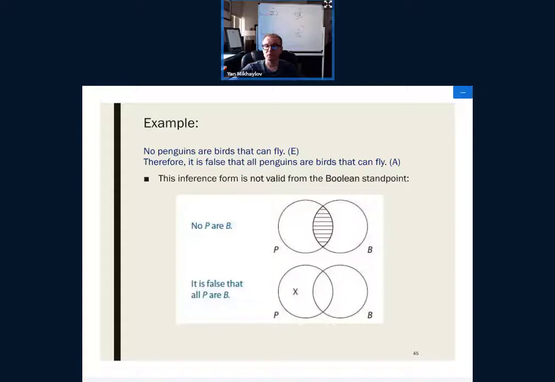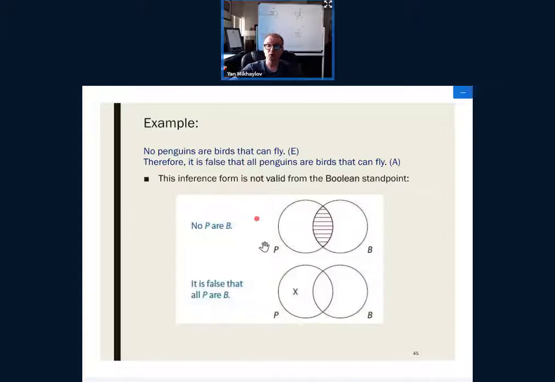Suppose we're given this example. No penguins are birds that can fly, therefore it is false that all penguins are birds that can fly. We again, following the process, the top, no P are B, we just shade the middle. The bottom, well, it is all penguins are birds that can fly, so we would be shading this side, except it is false. And if it is false, we are putting an X instead of a shading. And if it was X, we would be putting shading instead of an X, remember? Now we have shading on top and X on the bottom.